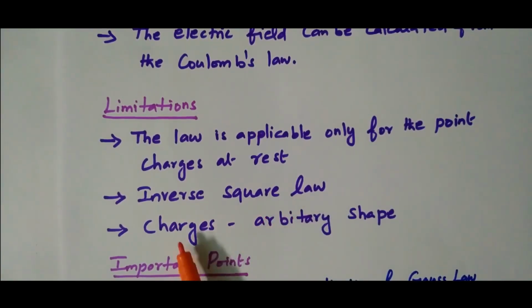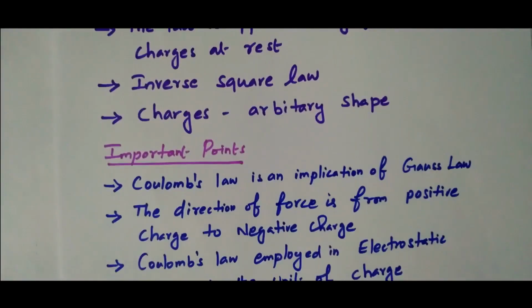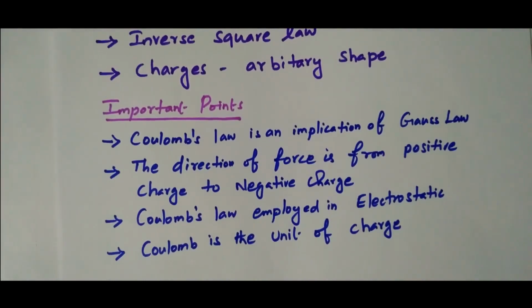Right? Similarly, charges are of arbitrary shape. Normally it is a sphere. From that, what is the important point we can understand? Coulomb's law is an implication of Gauss law. From Gauss law we are deriving the Coulomb's law. The direction of force is always from positive charge to negative charge. This is a very common point, you already know. Always the force will start from positive charge and go towards the negative charge.